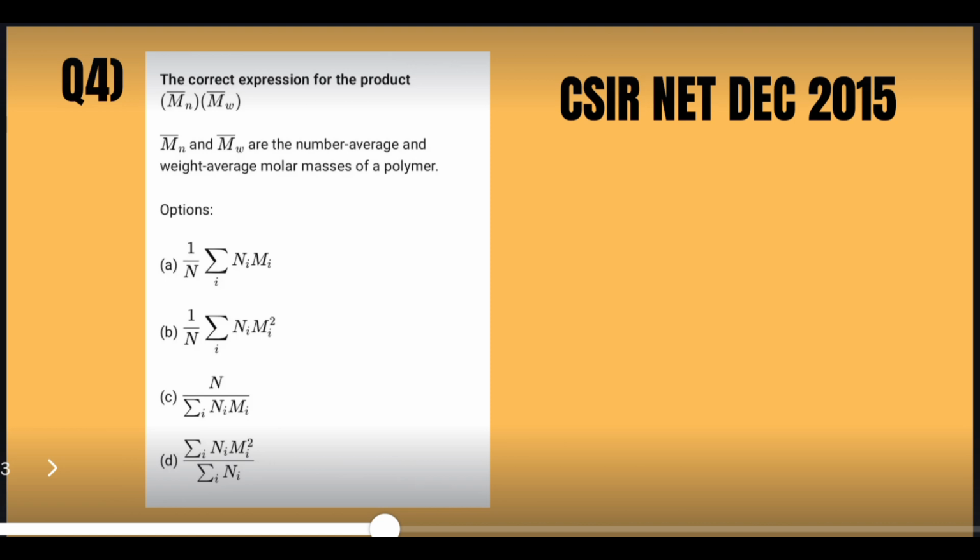This question was asked in CSIR NET December 2015. The correct expression for the product Mn bar into Mw bar, where Mn bar and Mw bar are the number average and weight average molar masses of a polymer. Here the options are given. Option A, N by N into summation Ni Mi. Option B, 1 by N into summation of Ni Mi square. Option C, N divided by summation of Ni Mi. Option D is summation of Ni Mi square divided by summation of Ni. Here we'll see the solution.